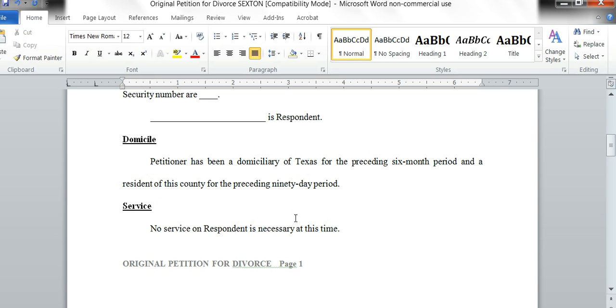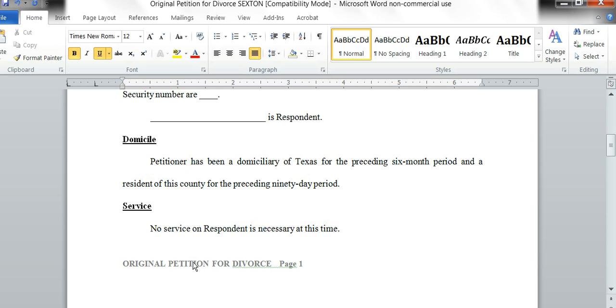Again, if you go look at my series on the petition and the citation, I go into more detail as to what the petition is and what the citation is and the purpose of the citation. You're not going to use one of those here. In this case, since it's an agreed divorce, you're going to use what's called a waiver of citation. So in this paragraph relating to service, you're telling the court, and the clerk of the court when you file it, that no service is necessary at this time.